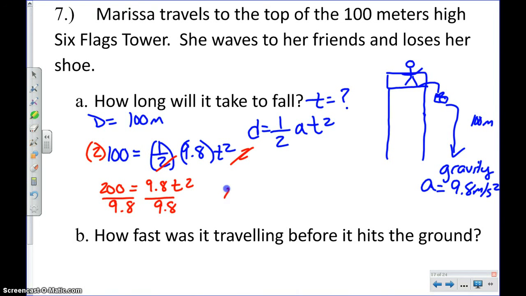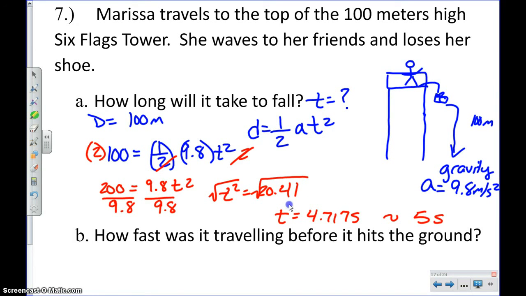and that's going to give you that t squared equals 20.41-ish. And then you take the square root of both sides. So type in square root of 20.41 in your calculator, and that's going to give you t equals 4.717 seconds. So in sig figs, that's approximately 5 seconds.